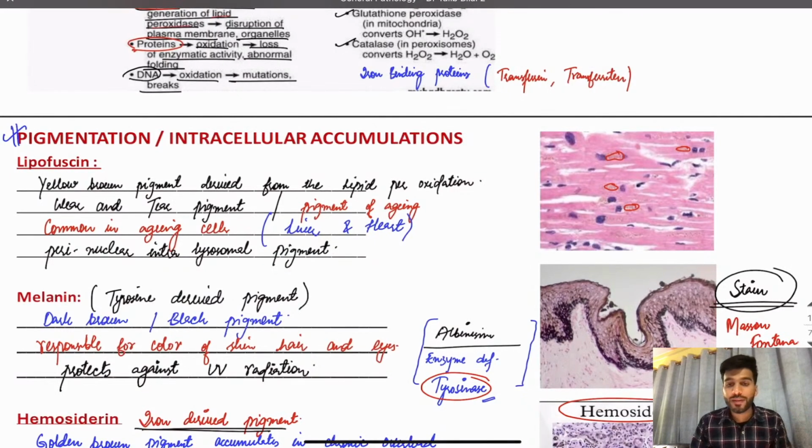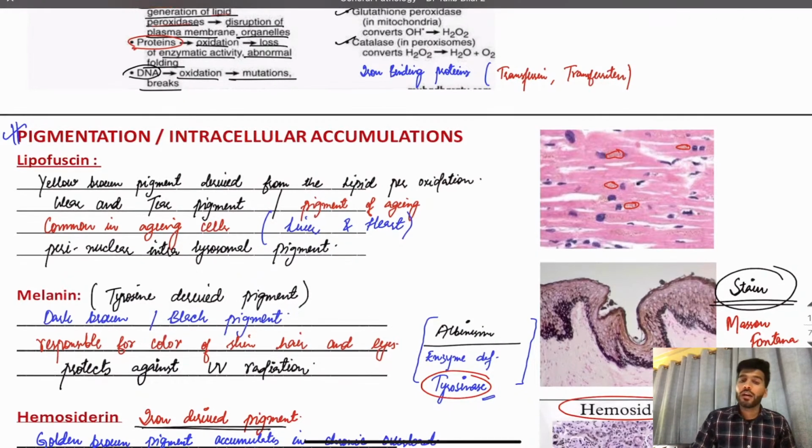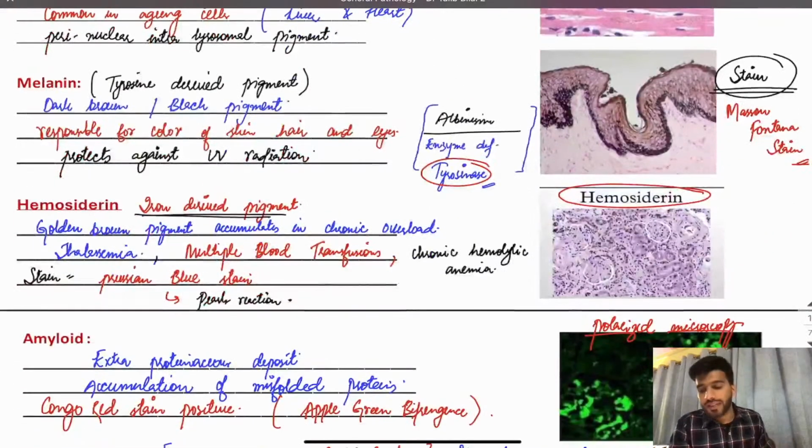When the reactive oxygen species react with the lipids, there is lipid peroxidation, and the pigment accumulated is called lipofuscin. It's also called wear and tear pigment, or the pigment of aging, predominantly seen in the aging cells of liver and heart. Melanin is a tyrosine-derived pigment, responsible for the color of the skin. If this is absent, the condition is called albinism, and the enzyme that is deficient in albinism is called tyrosinase.